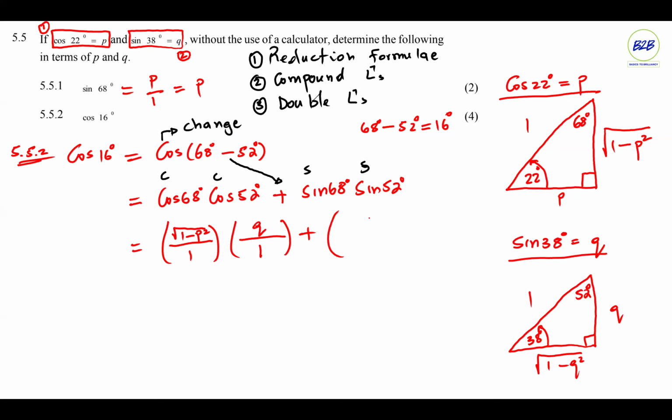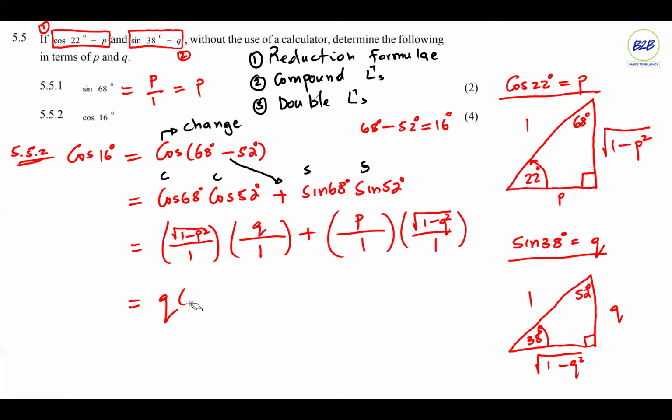plus sine 68 degrees. 68 degrees is in the first right angled triangle. Opposite side, which is P, over the hypotenuse. Sine 52 degrees in the second right angled triangle. Opposite side, which is root of 1 minus Q squared, all over the hypotenuse, which is 1. And then you multiply the numerator with the numerator, we get Q.